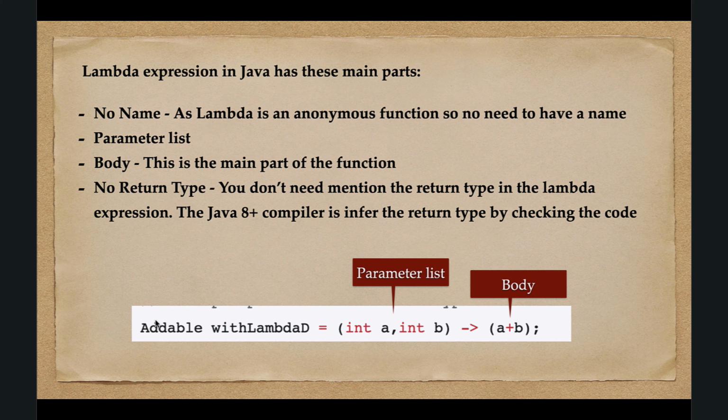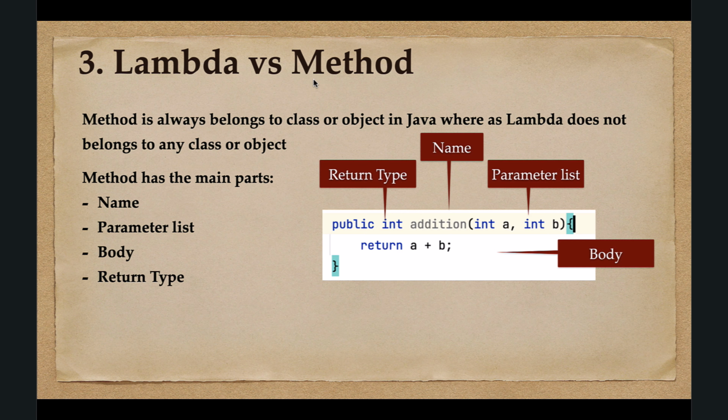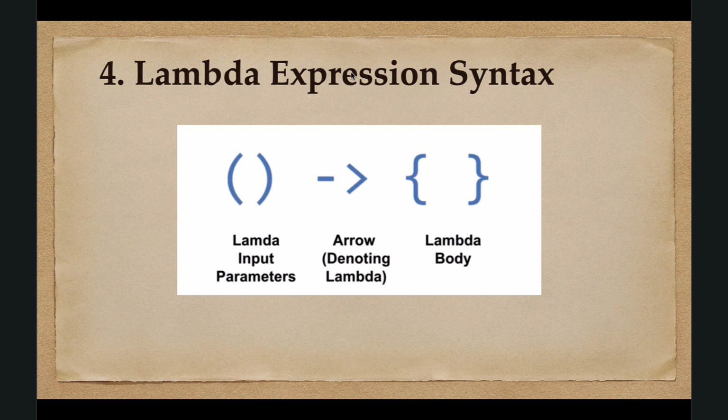For example, look at here, this is the lambda expression. It contains the parameter list and it contains the body, and we don't have to mention the return type, and we don't have to mention the name for the lambda expression. Okay, so this is how the lambda expression looks like. Well, try to give an example whenever you get a question like what is the difference between lambda and method. Well, let's take a look into the next question.